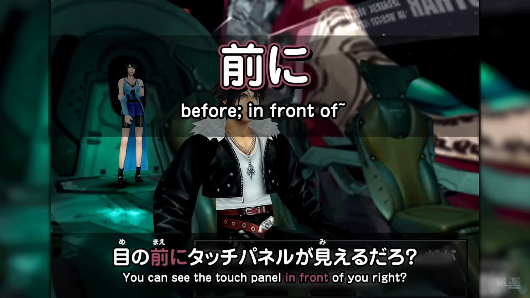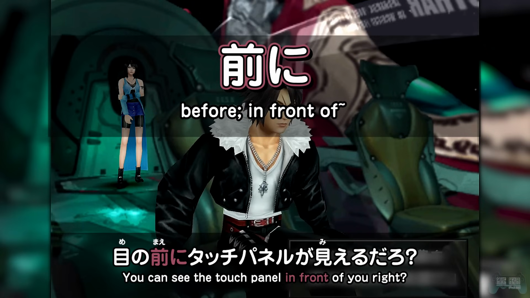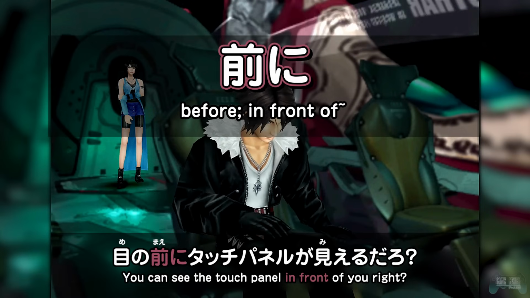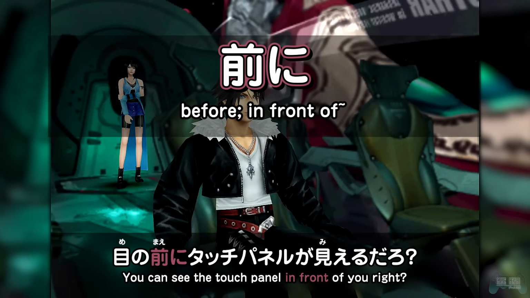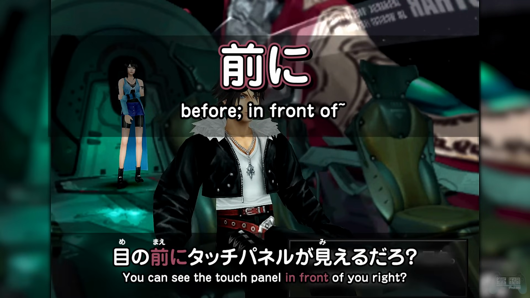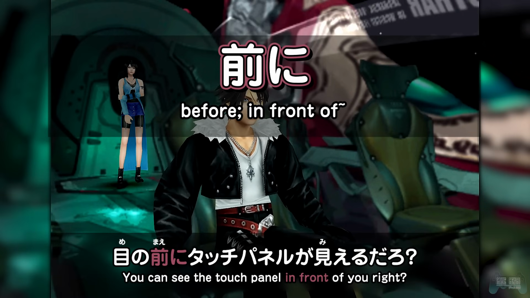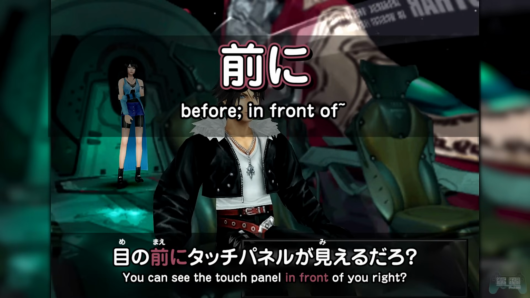Or it can be used to express being directly in front of something spatially, like in front of, just like here in Final Fantasy VIII, where a voice on the radio is asking Squall if he can see the touch panel that's in front of him. And so he says, me no mae ni tacchi paneru ga mieru daro? In front of your eyes, you can see a touch panel, right?